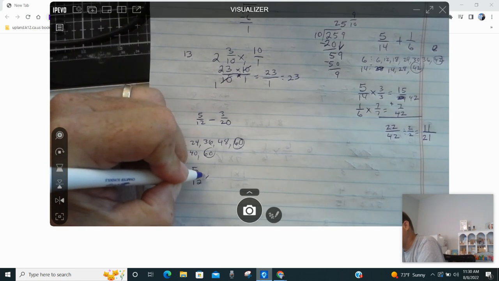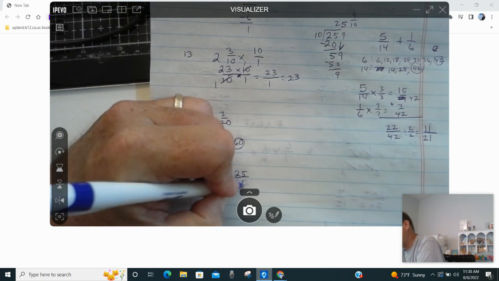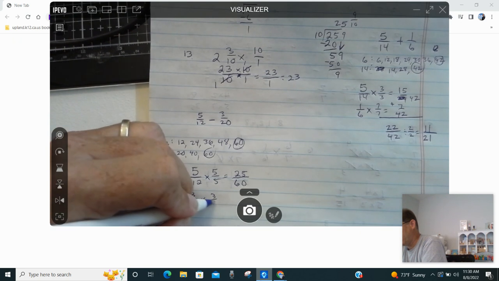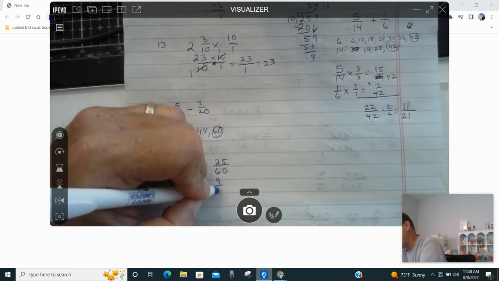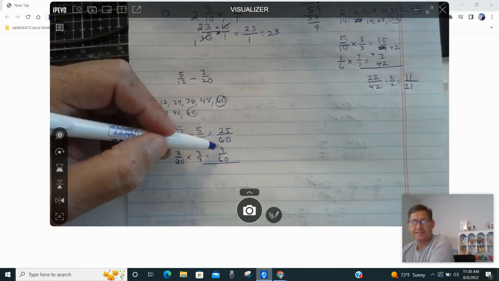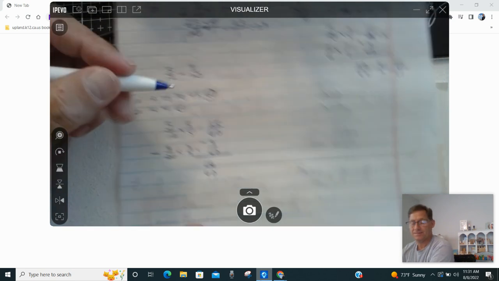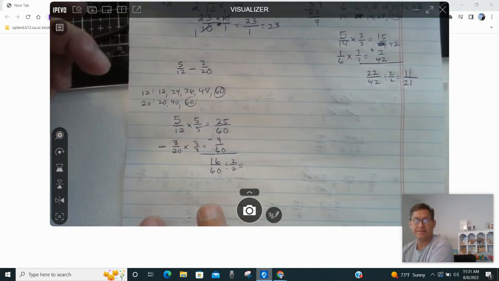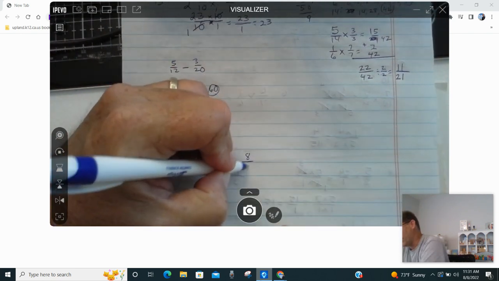So 5/12 times 5 over 5 will give me 25/60 minus 3/20. I'm going to multiply 3/20 by 3 over 3 to change it into 60ths. All right, so 25/60 minus 9/60. 25 take away 9 is 16/60. I know 2 is at least one of the factors of 16/60. 16 divided by 2 is 8. 60 divided by 2 is 30.